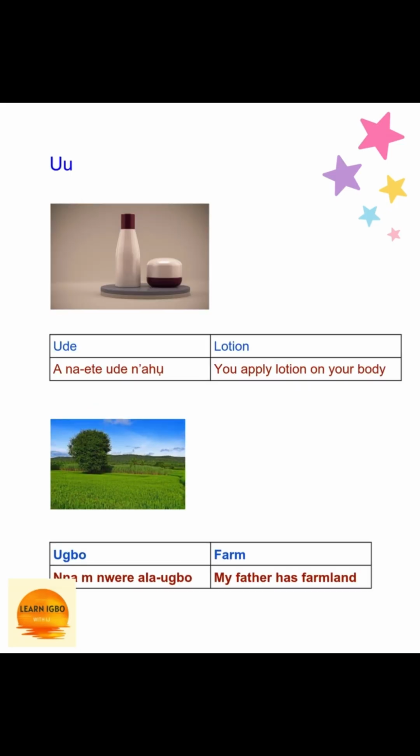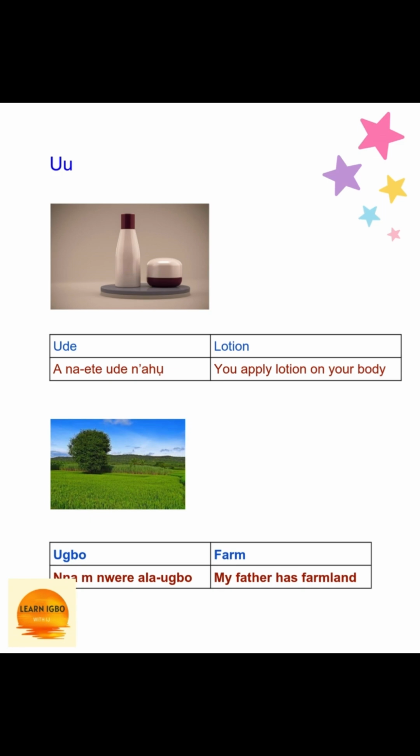All right, we are now at the letter U. This is the letter U in the English alphabet. In the Igbo alphabet, this letter is U. Example number 1. Ude. Ude, lotion. Used in phrase or sentence. A na-ete ude n'ahụ. You apply lotion on your body, or lotion is applied on the body.